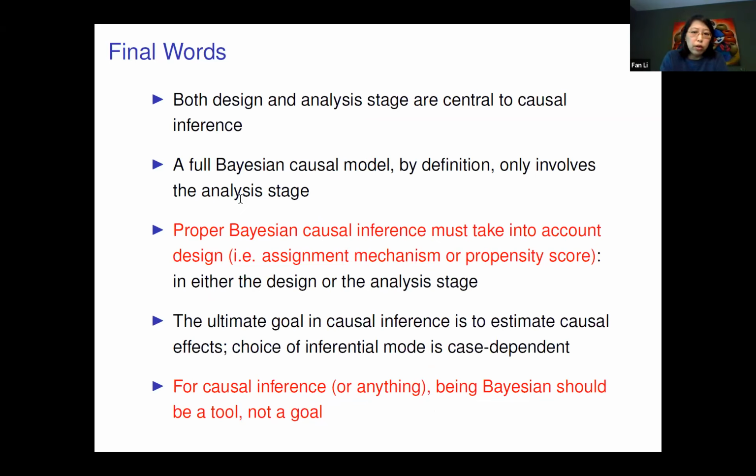So the ultimate goal in causal inference is to estimate causal effects. So the choice of the inferential mode, whether it's frequentist or Bayesian, is case dependent. So it's up to you to choose. Then my own feeling about this whole thing is that for causal inference, or perhaps anything in statistics, being Bayesian should always be a tool, not a goal.